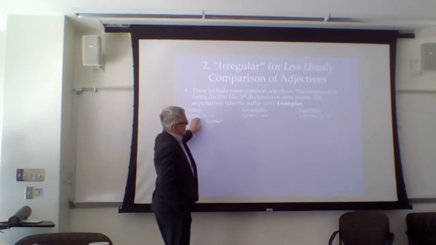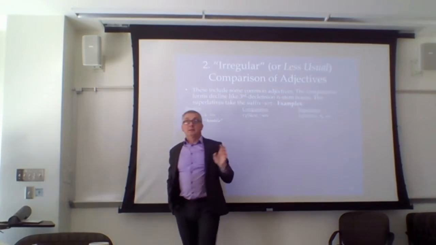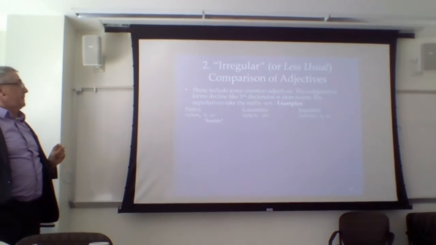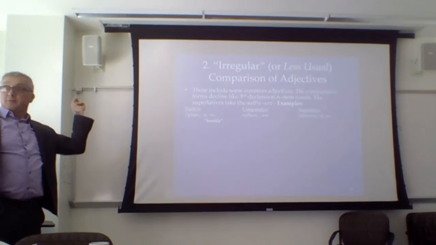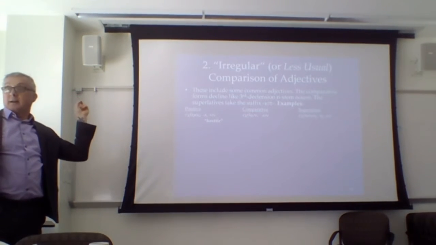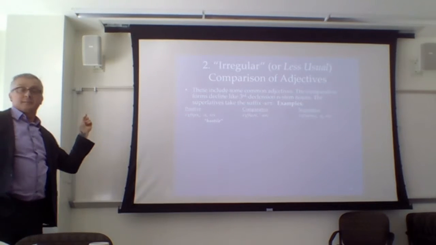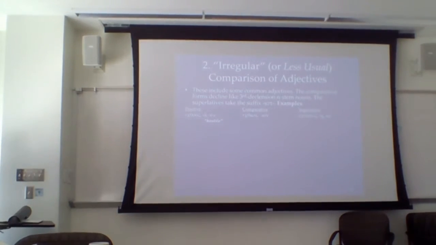So, in fact, this is the inherited pattern for comparison, for the comparative and the superlative. The prior regular sort, which is very common, that's actually a Greek invention. This is the inherited Proto-European underlying forms.